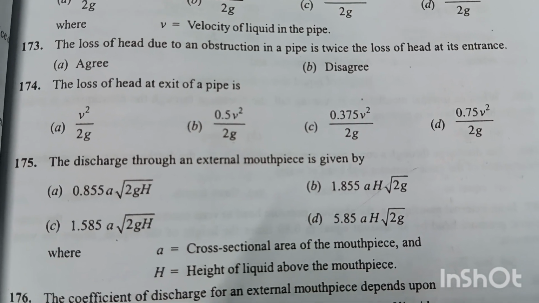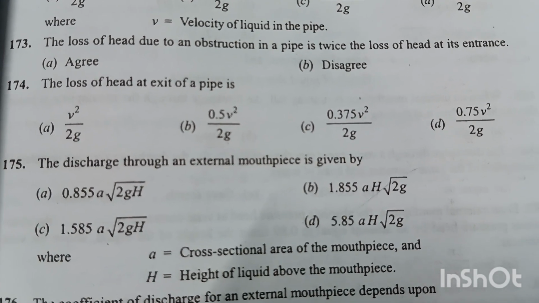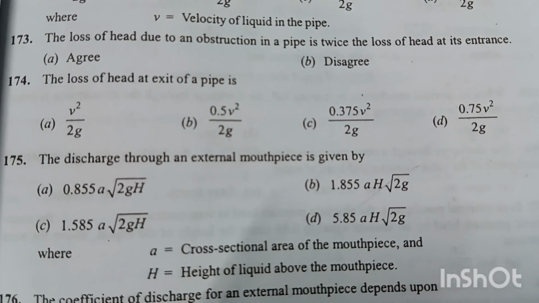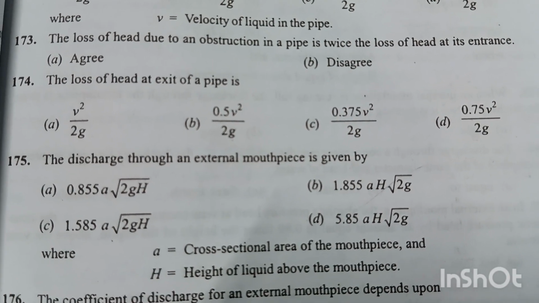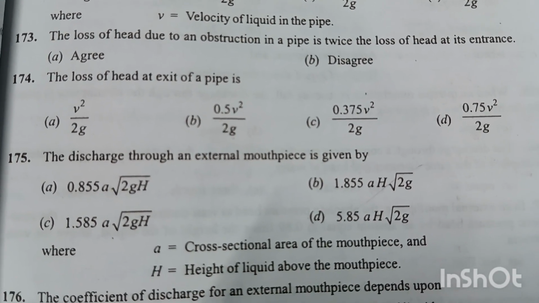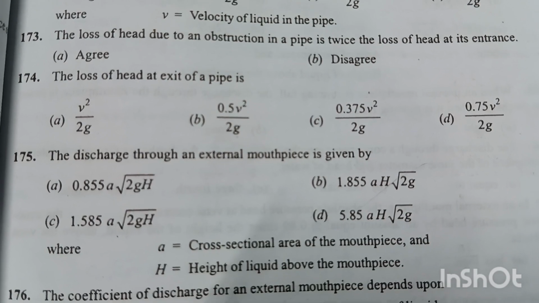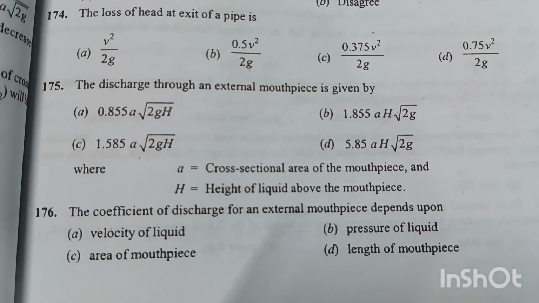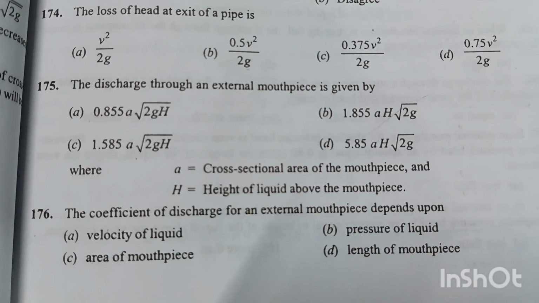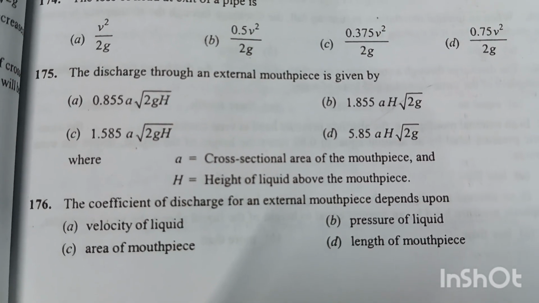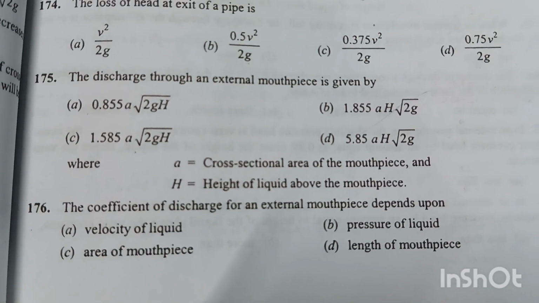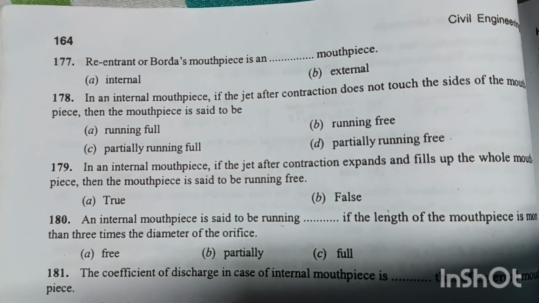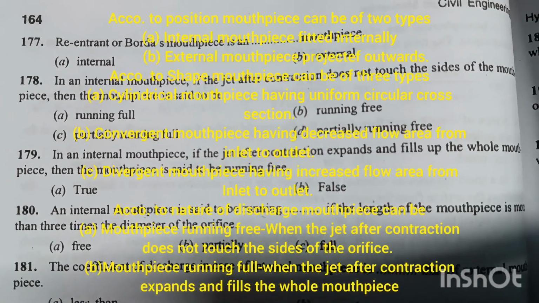Question number 175. The discharge through an external mouthpiece is given by Q equal to 0.855 A into root over 2G H, where A is the cross-sectional area of the mouthpiece and H is the height of the liquid above the mouthpiece. Option A is right answer. Question number 176. The coefficient of discharge for an external mouthpiece depends upon length of the mouthpiece. Option D is right answer. Question number 177. Re-entrant or Borda's mouthpiece is an internal mouthpiece. Option A is right answer.